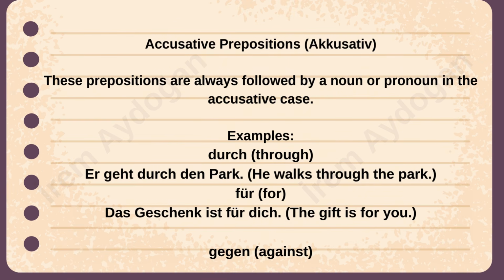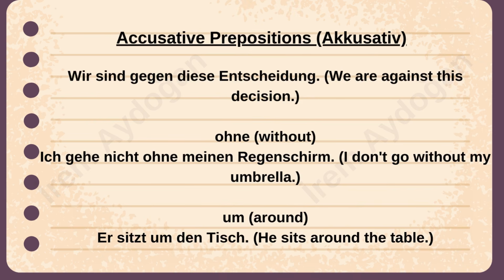And the next one, das Geschenk ist für dich. The gift is for you. Here, the accusative form. And the next example, gegen means against, and the example is wir sind gegen diese Entscheidung. We are against this decision. Diese Entscheidung is here accusative form.